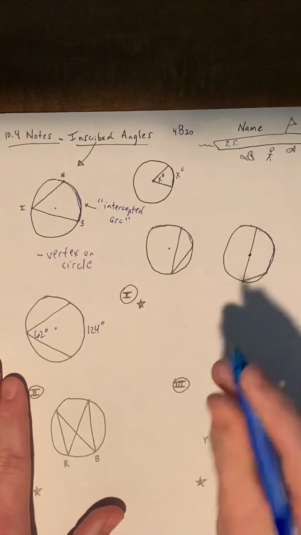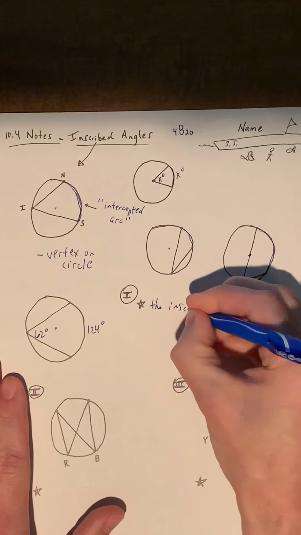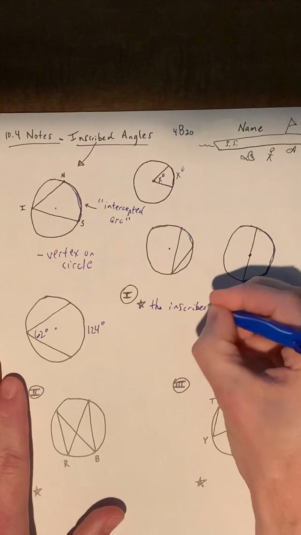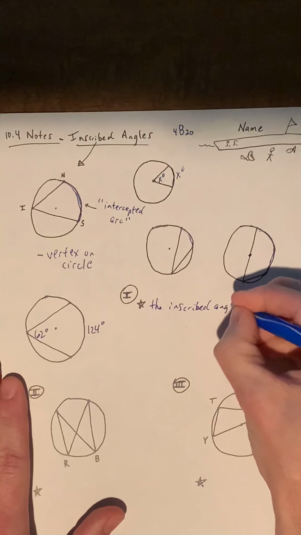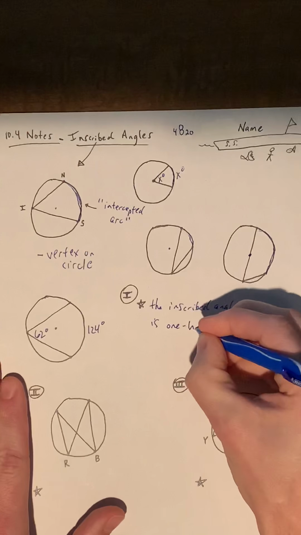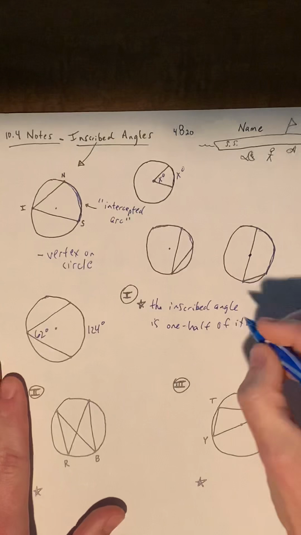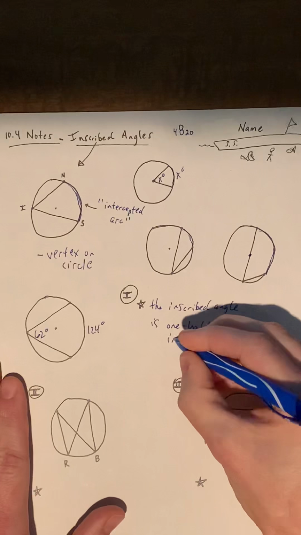So let's write that property down. The inscribed angle is 1/2 of its intercepted arc.